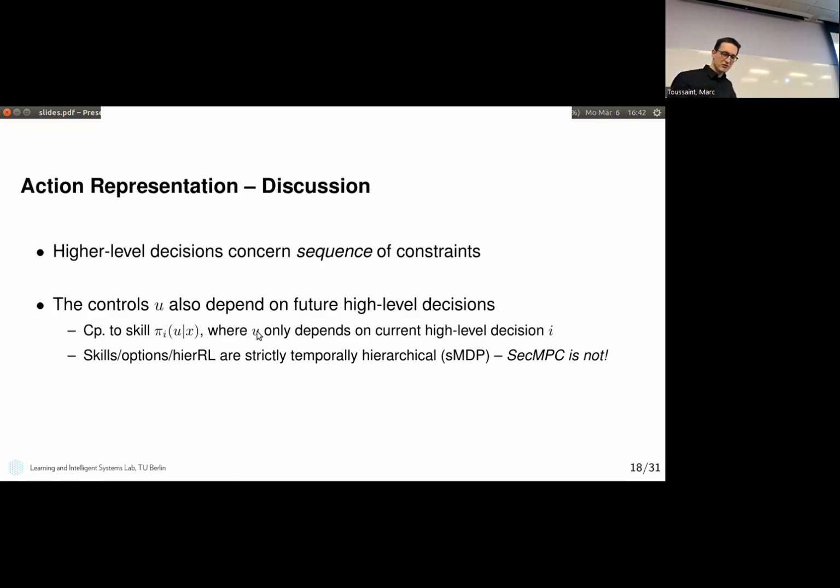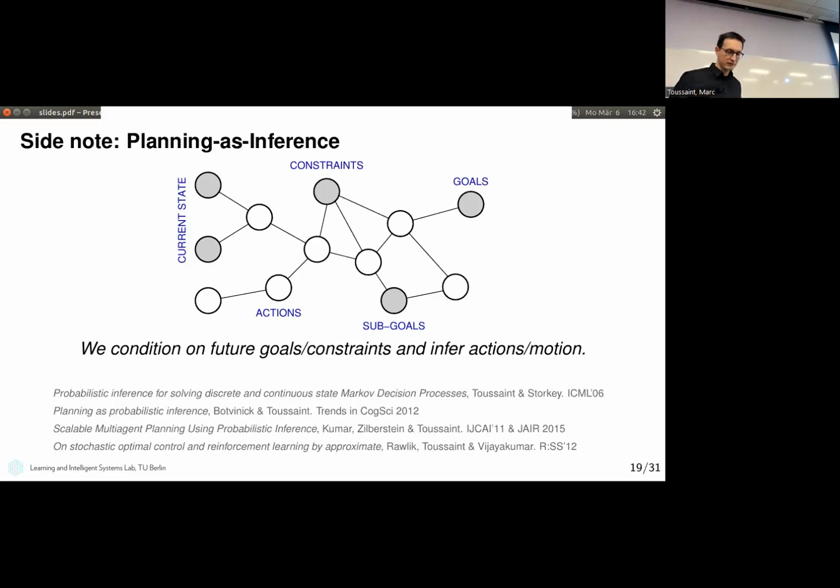Another difference, it seems to me, is that in skills, it would be very hard to design a skill or an option which has a controller that actually depends on some high-level decision three steps in the future. Because the skills in hierarchical reinforcement learning are strictly hierarchical in the temporal sense. The skill depends only on the abstract decision now. And that's, by definition, by construction of the formalism, a semi-Markov decision process. So there is no real information propagation from future decisions to some parameters of the skill now. But this framework is actually different.